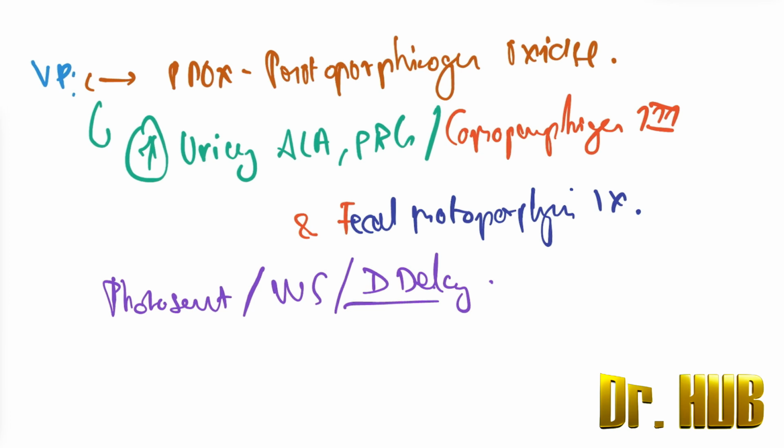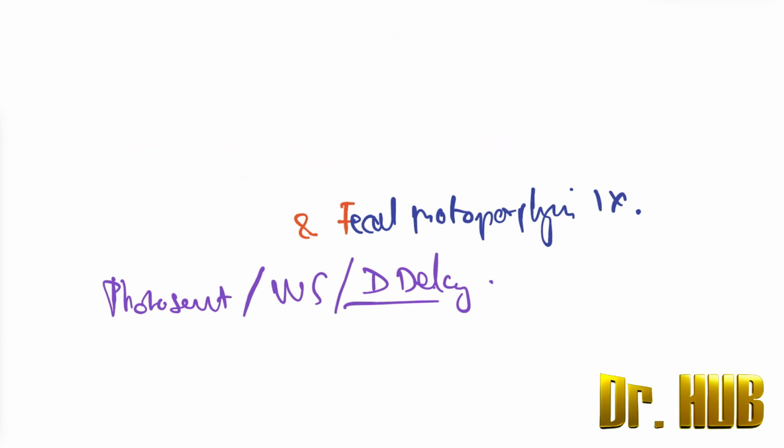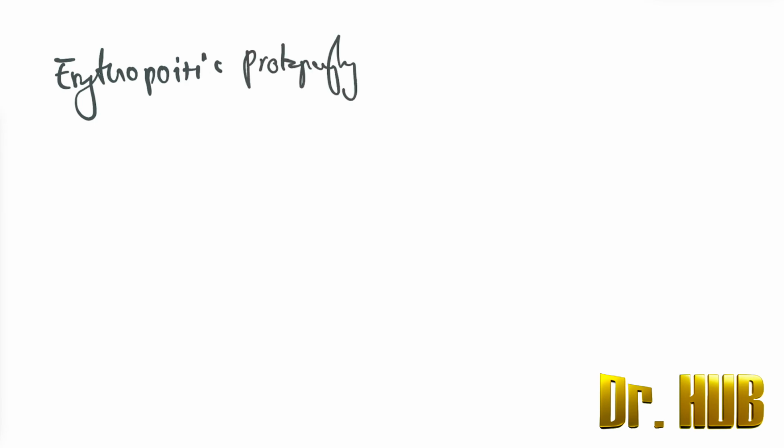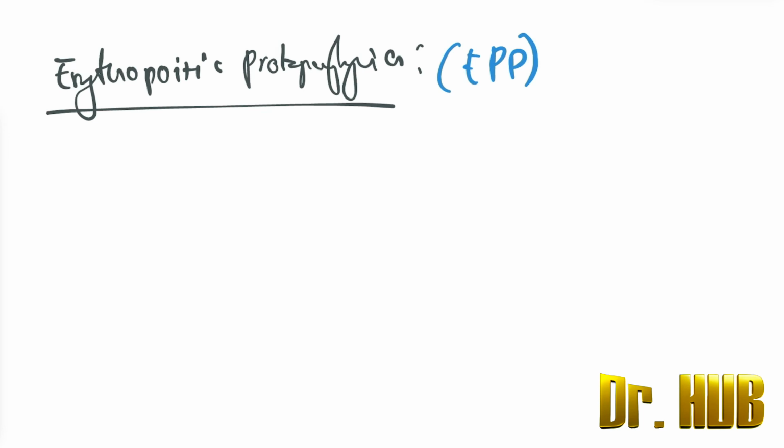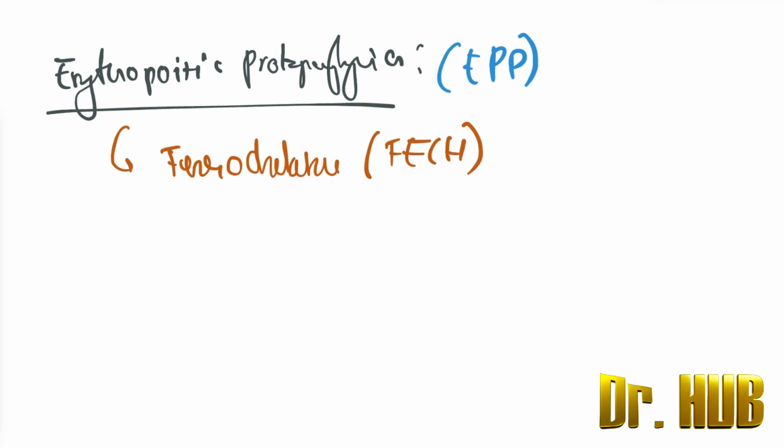Next we move on to erythropoietic protoporphyria. In short, it is the EPP. What is the enzyme which is involved? The enzyme involved is nothing but ferrochelatase. In short, it is known as FECH.